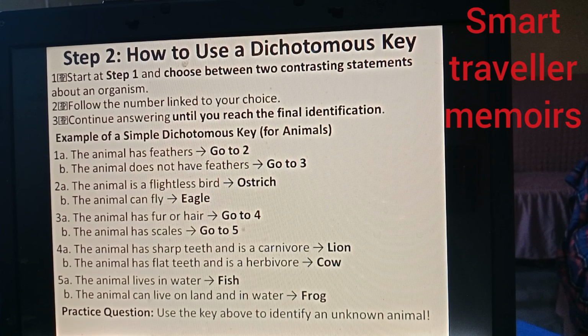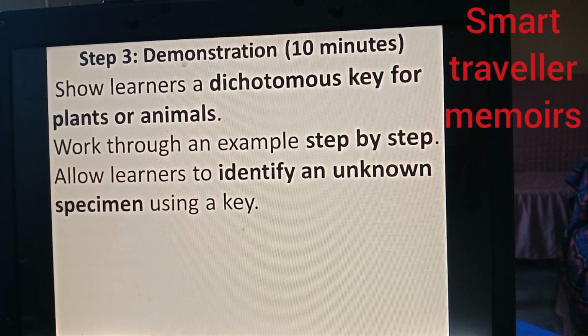Practice question. Use the key above to identify an unknown animal. Show learners a dichotomous key for plants or animals. This is a demonstration of step 3 of lesson development. Work through an example step by step. Allow learners to identify an unknown specimen using a key.